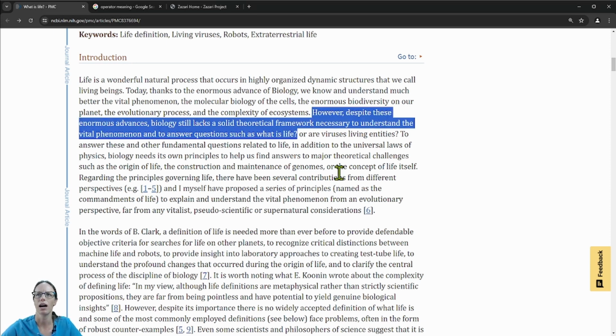Here he importantly comments that despite these enormous advances, biology still lacks a solid theoretical framework, which would be necessary to understand the vital phenomenon, he calls them, or living functions, and to understand questions such as what is life. I couldn't agree more that biology does lack theory. And his point of view is coming from molecular biology and DNA.